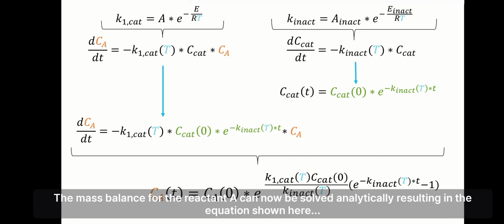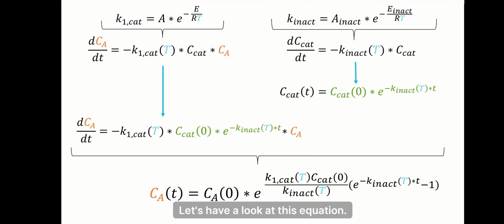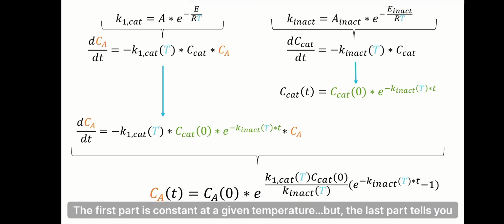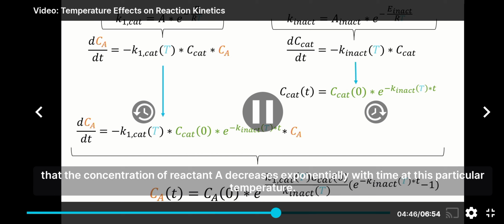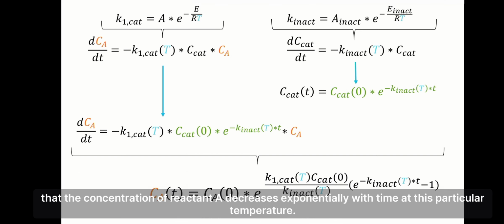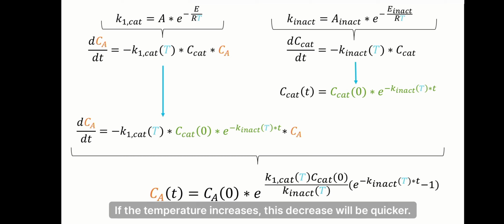The mass balance for the reactant A can now be solved analytically, resulting in the equation shown here. And let's have a look at this equation. The first part is constant at a given temperature, but the last part tells you that the concentration of reactant A decreases exponentially with time at this particular temperature. If the temperature increases, this decrease will be quicker. It's best to try to do the mathematics yourself.